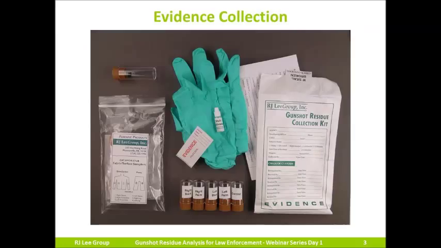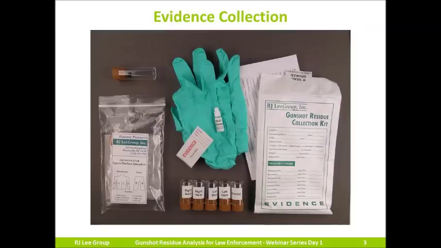Now let's talk about collecting those particles that may have landed on the hands, clothing, and surrounding areas of the potential shooter. When collecting samples for GSR analysis, the only type of kits that should be used are SEM, or scanning electron microscopy kits. These kits are really the industry standard. GSR hand and surface kits can be purchased from a variety of different manufacturers, including Tritech, Searchy, Arrowhead, as well as R.J. Lee Group.